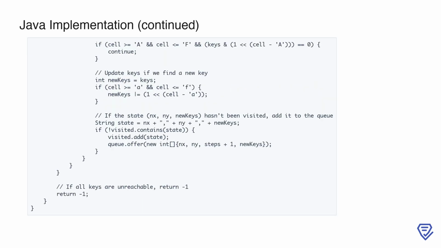If the cell is a door, we check whether the current keys include the one needed to open it. If not, we skip that cell. On the other hand, if the cell contains a key, we update the keys variable by adding the new key to our collection using bitwise operations.